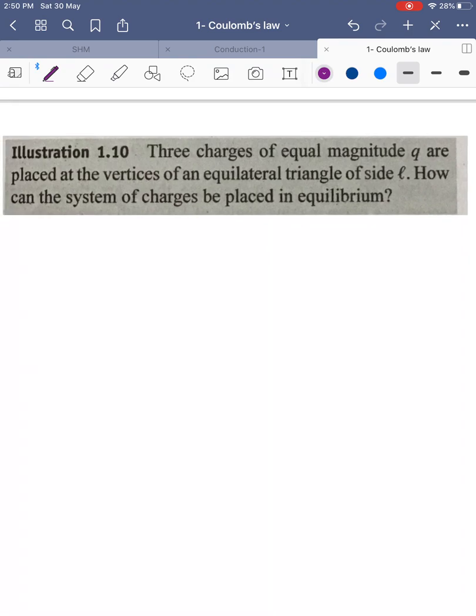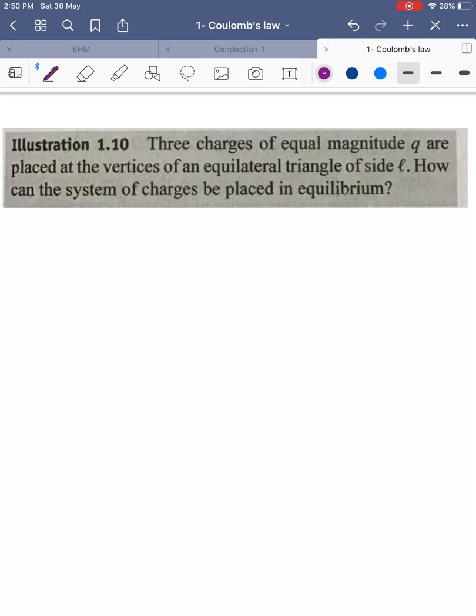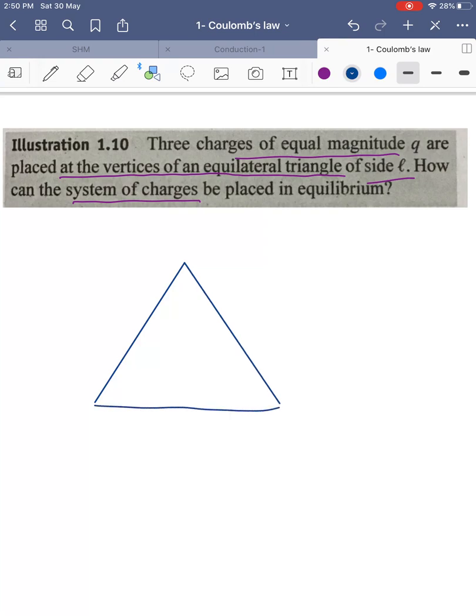Three charges of equal magnitude Q are placed at the vertices of an equilateral triangle of side L. How can this system of charges be placed in equilibrium? So, three charges on an equilateral triangle. Let's draw the equilateral triangle. Approximately it looks like an equilateral triangle.